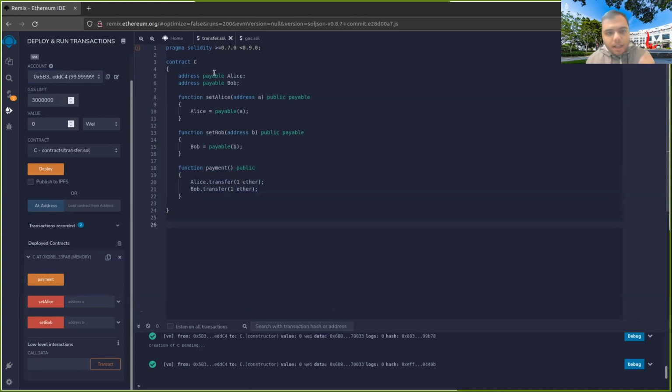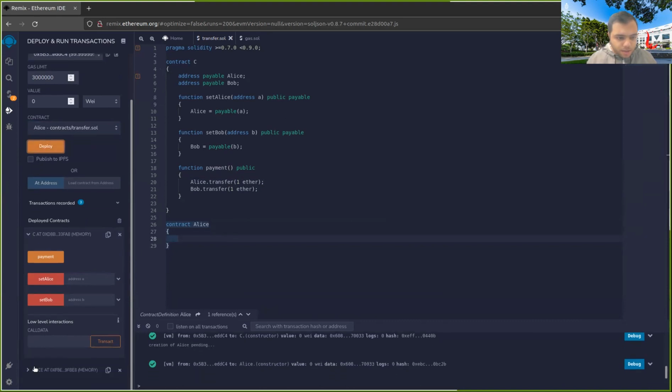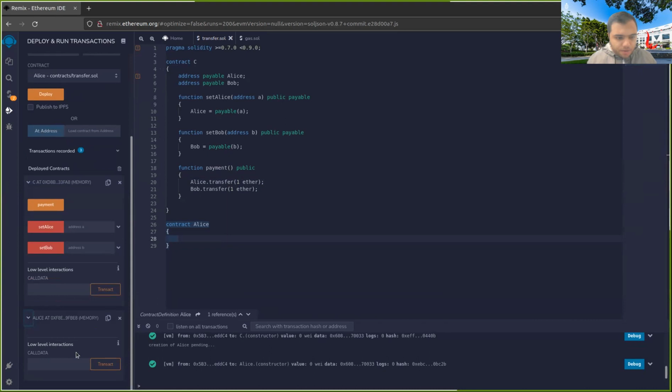Now, suppose Alice is itself, or this address is itself, another contract. Let's say I have a contract called Alice, and it's just an empty contract, doesn't do much. So I'm going to deploy Alice. I take the address of this contract Alice, and I use it to set Alice in my original contract here.